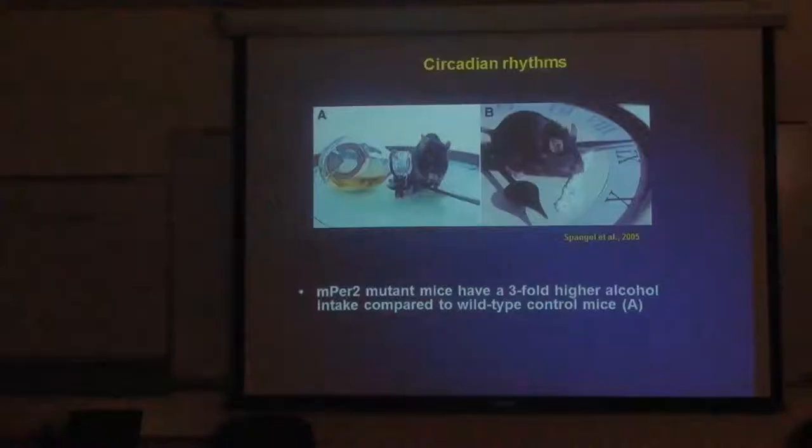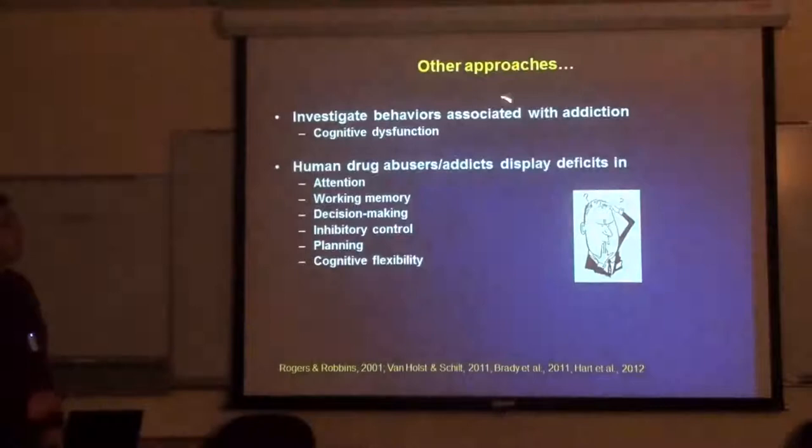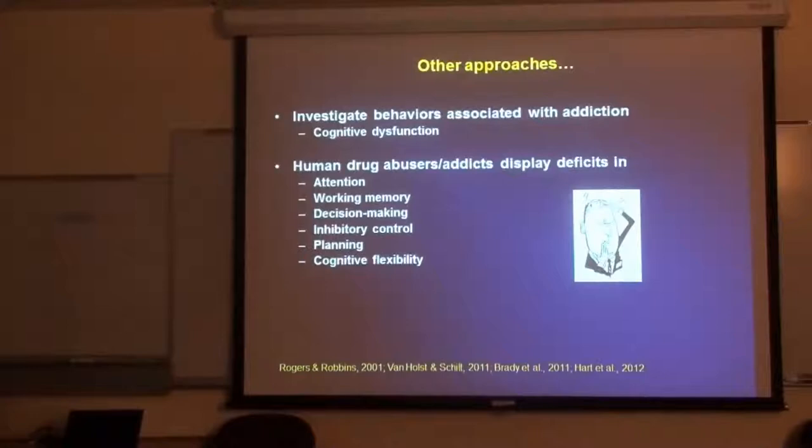And then the second result relates to conditioned place preference, where the mutant might show a complete loss of cocaine-induced CPP. With a paper that we'll talk about in a little bit, they also showed in that experiment that you could influence CPP by altering clock genes. So the message that I'm putting across is that these models have issues, and one needs to be aware of these issues.